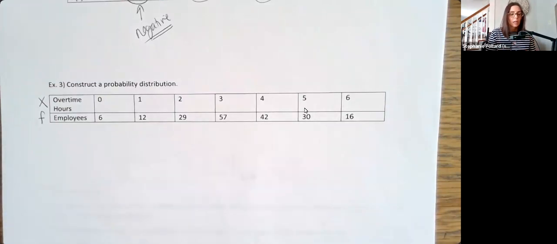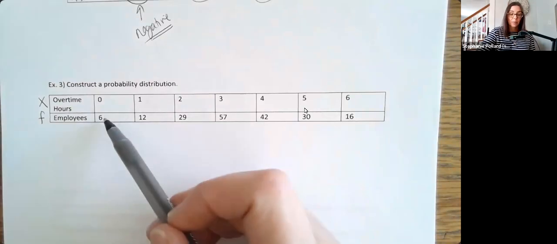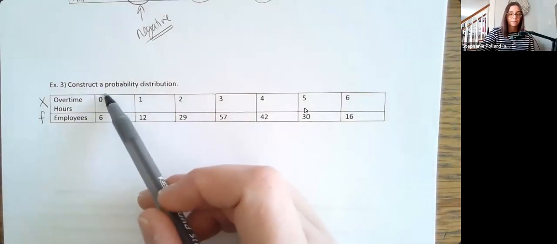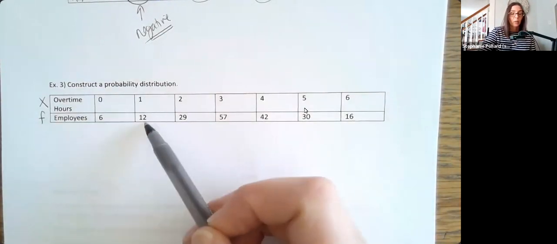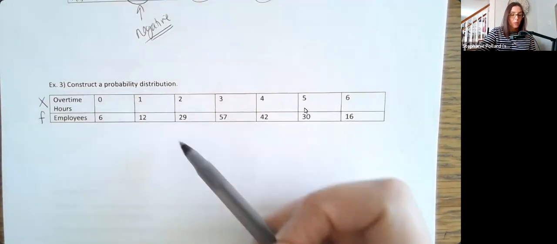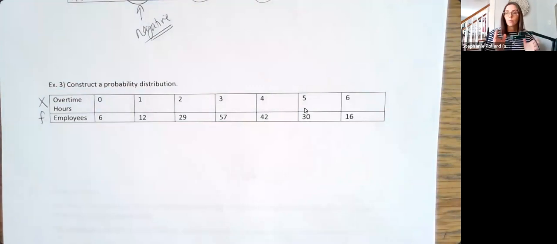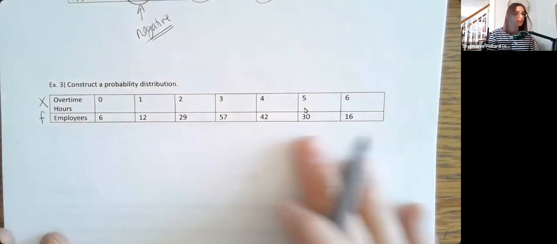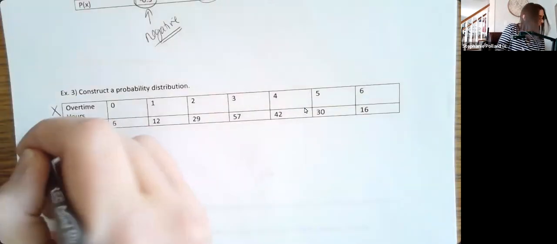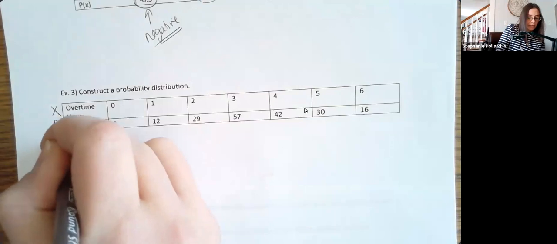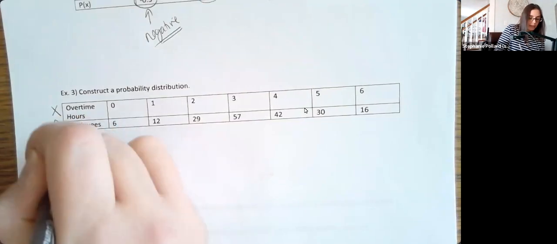These are counts. So what we're saying here basically is that 6 employees had 0 hours of overtime. 12 employees had 1 hour of overtime. 29 employees had 2 hours of overtime, and so on. So here you just have a standard frequency distribution where one of the values is your X or your variable and the other is a count, it's your frequencies. Now you can keep your table going horizontally or vertically, it really doesn't matter. I tend to like vertical tables as a preference. So I'm going to go ahead and start there.